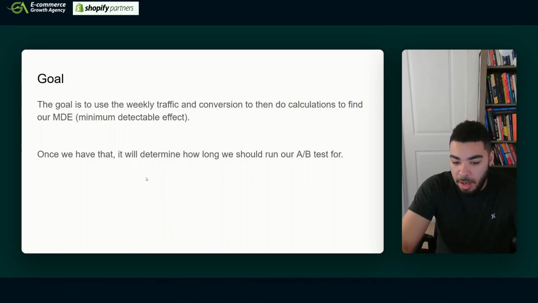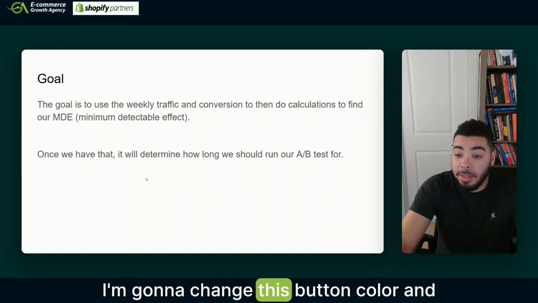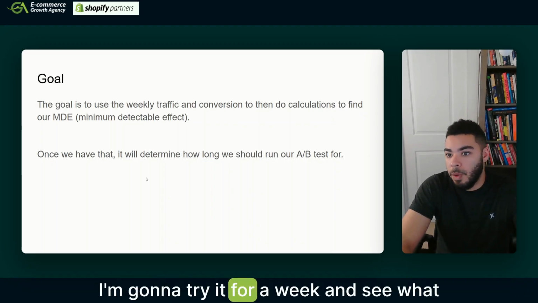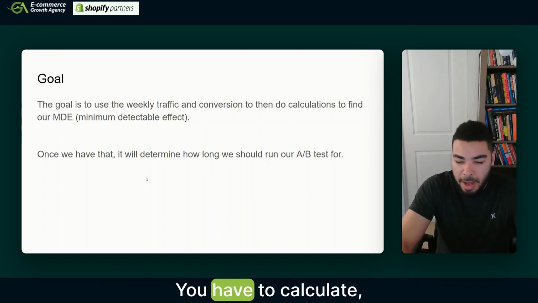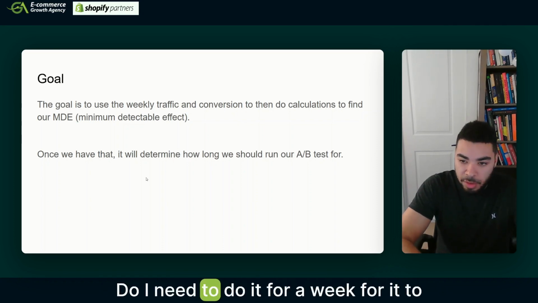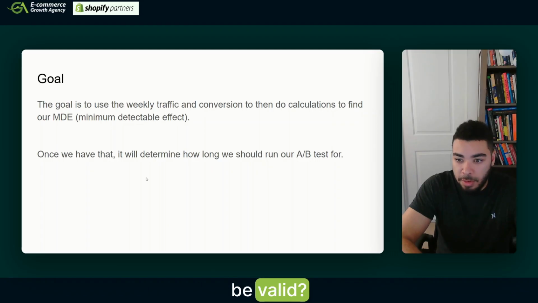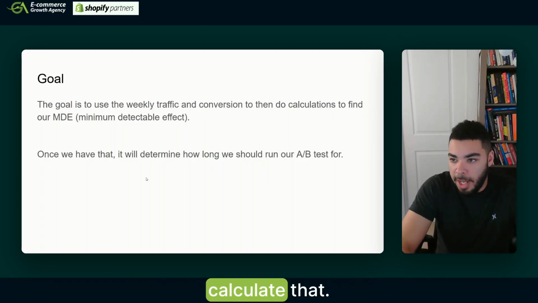With an A/B test, you don't just decide, okay, I'm going to change this button color and try it for a week and see what it does. You have to calculate stuff to know: do I need to run it for a week for it to be valid, or 4 weeks or 6 weeks? So in this video, I'll show how to calculate that.